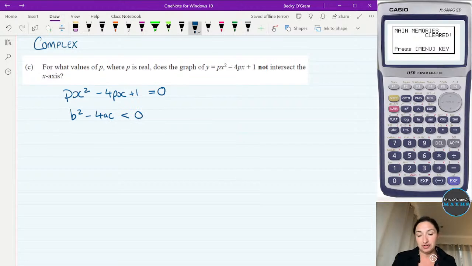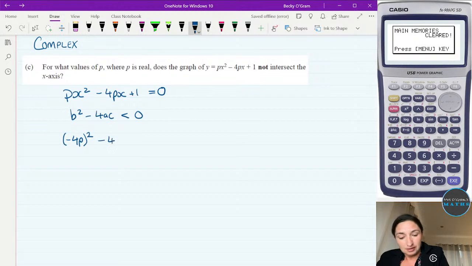So no real solutions. All right, so carrying on with that, the b part of this quadratic is minus 4p, and we square that. The a is p, and then the c is 1. So I'm just pulling that out from a here, b here, and c here. And we set that to be less than 0. Okay, so this gives us 16p squared minus 4p is less than 0.